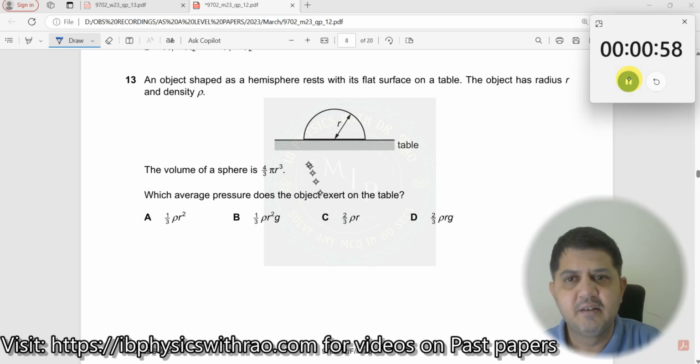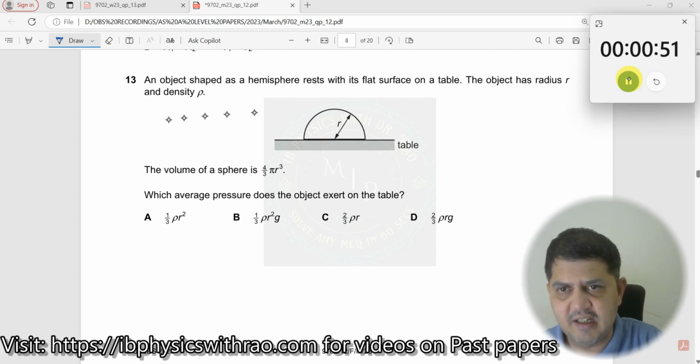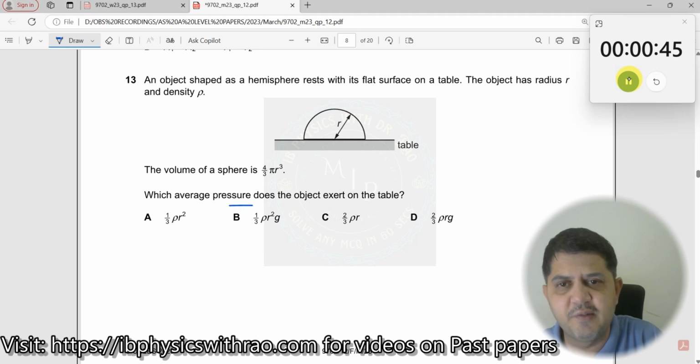Question number 13. An object shaped as a hemisphere rests with its flat surface on a table. The object has radius r and density rho. Volume of a sphere is given. What average pressure does the object exert on the table? Pressure. What is pressure given by?